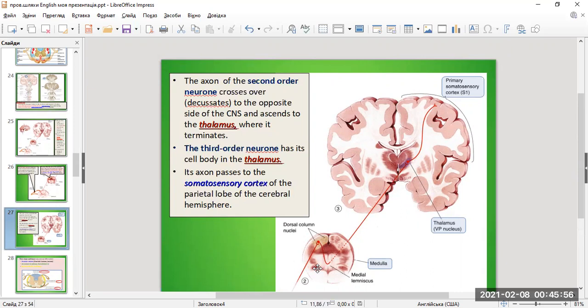The axon of the second order neuron crosses over, decussates, to the opposite side of the central nervous system and ascends to the thalamus where it terminates. The third order neuron has its cell body in the thalamus. Its axon passes to the somatosensory cortex of the parietal lobe of the cerebral hemisphere.